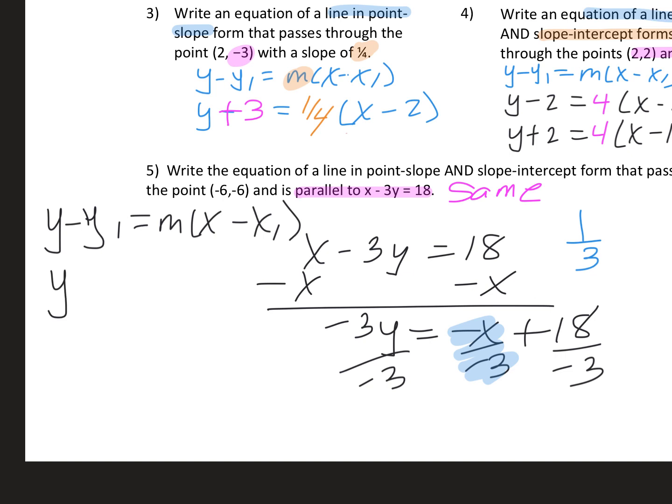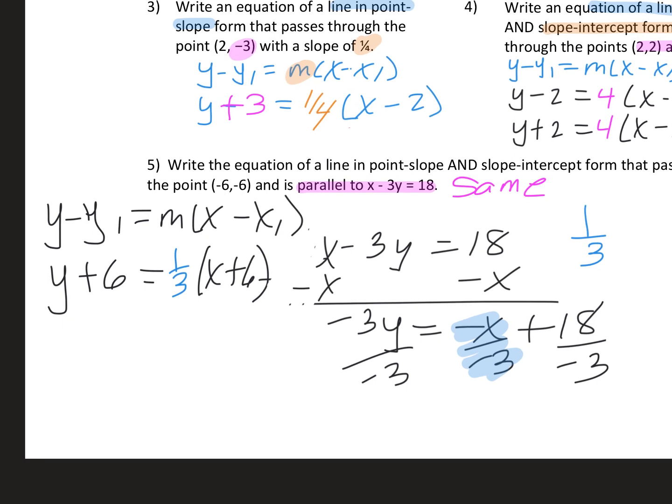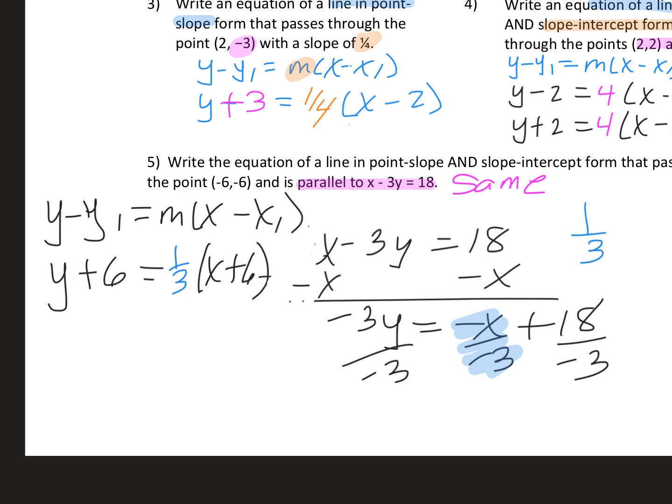So it'll be y plus 6, because we did minus a negative 6, is equal to that slope we just got times x plus 6. Sorry, that's a little squished in there. Let me scoot this over. Okay, and so that's part 1 for the point slope format.